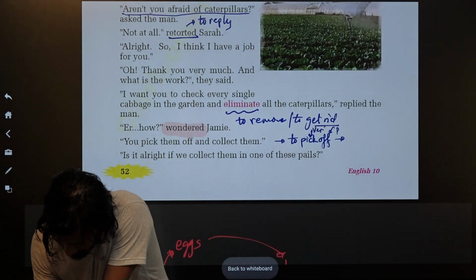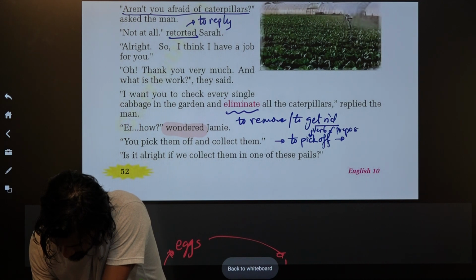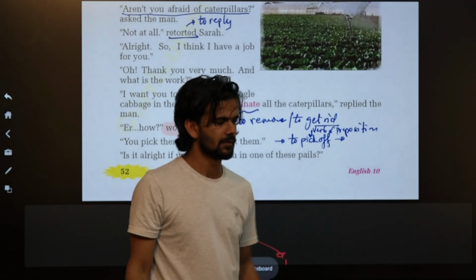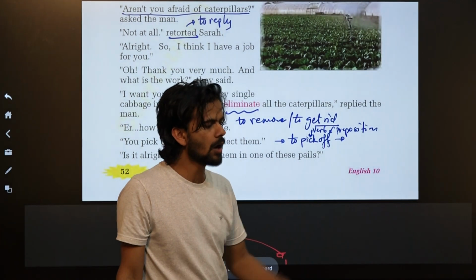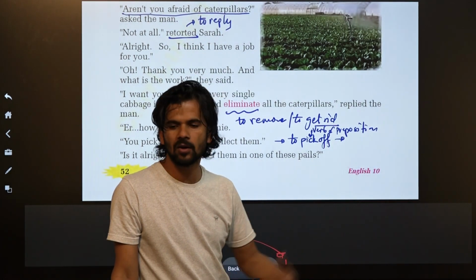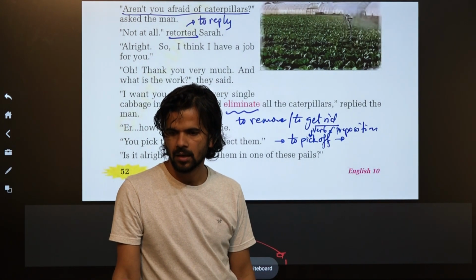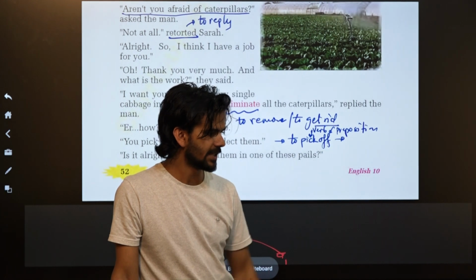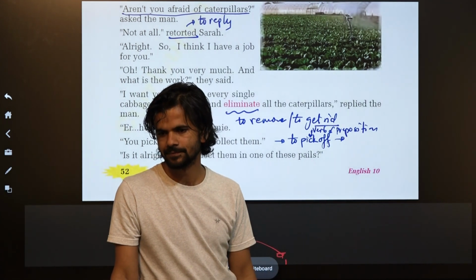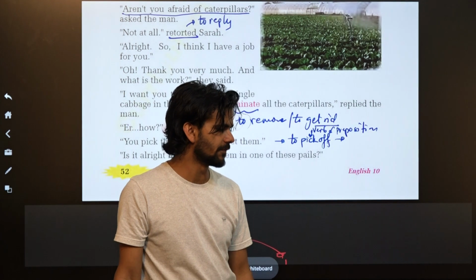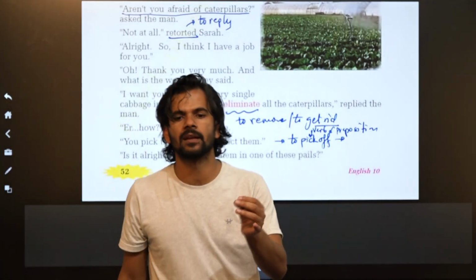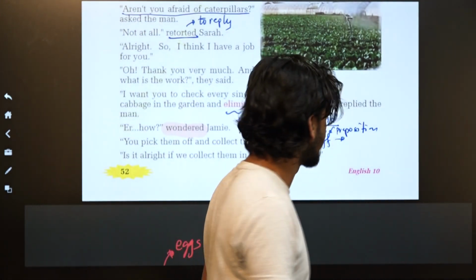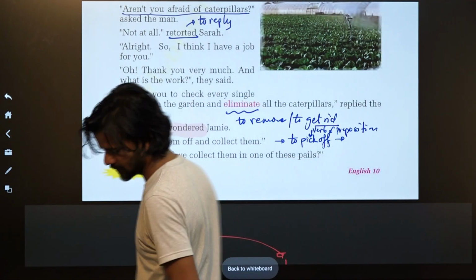Verb and preposition. There are many verbs like that. Pick off. Turn off. Turn on. Walk away. Take off. Put on. Take off. Put on. All of these. These verbs are special verbs because they take along with them, what do? They take preposition along. So to pick off. Pick off and collect them.